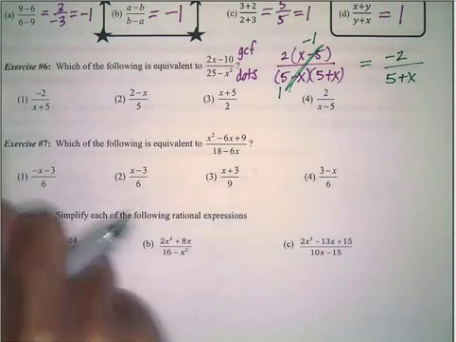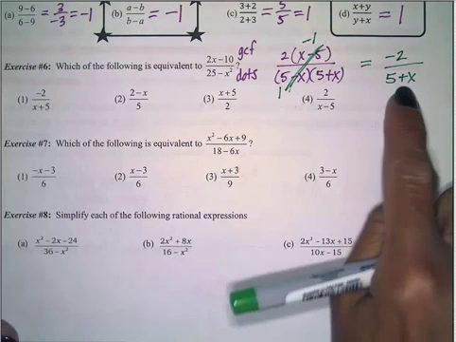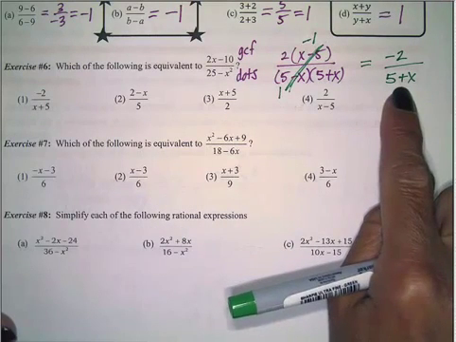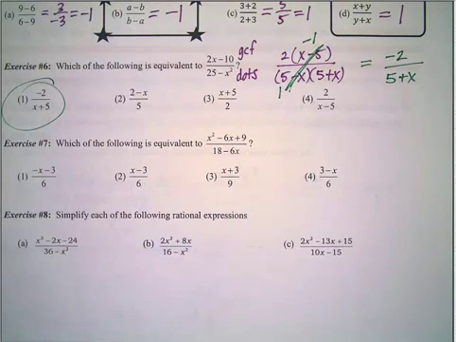That answer is not here. But in choice 1, they reversed this order. And we know by the commutative property, that's okay. So our answer is choice 1. So why don't you pause the video and try to do exercise 7. And play the video when you're ready.